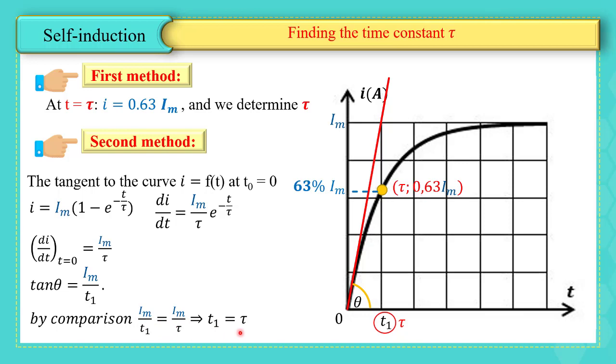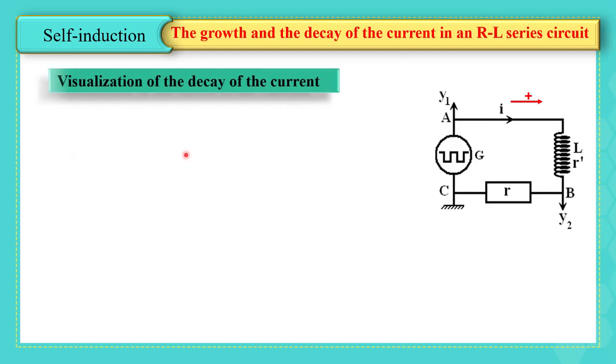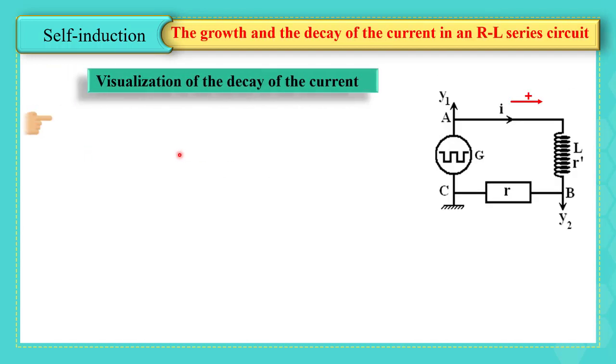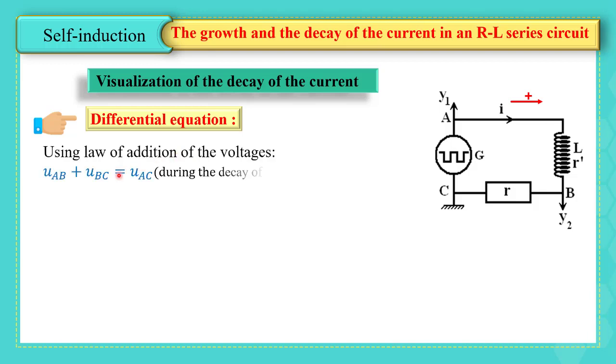Now, in order to determine the differential equation in the case of decay of the current, we will use also the law of addition of voltages, UAC equal to UAB plus UBC, but now in this case, UAC equal to 0 in the decay of the current.